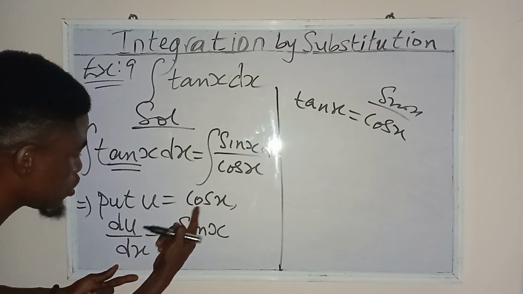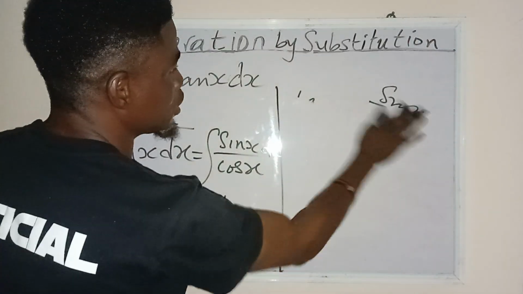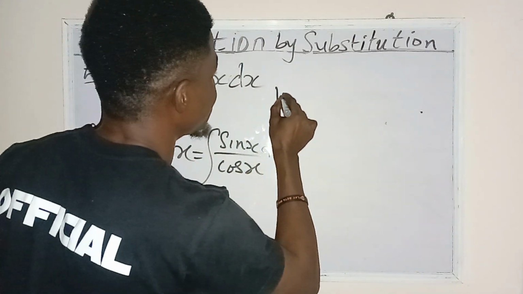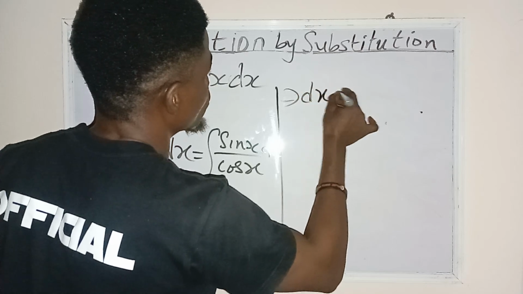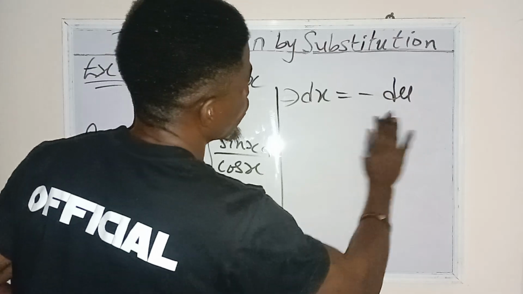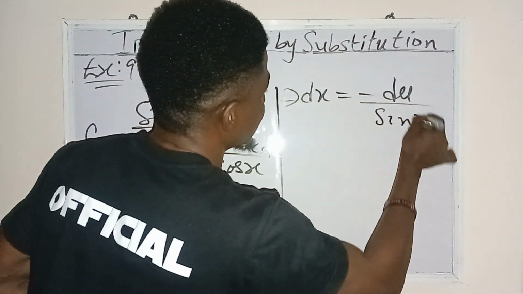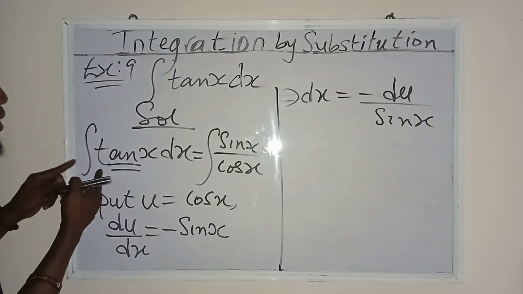Now we have du over dx, and when you differentiate this one, we have minus sine x. So what is the next thing? You make dx the subject of the formula. When you make dx the subject of the formula, you are going to have dx equals minus du over sine x. So what is the next thing?